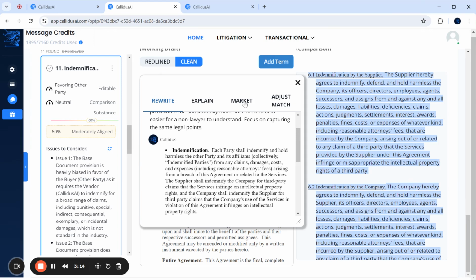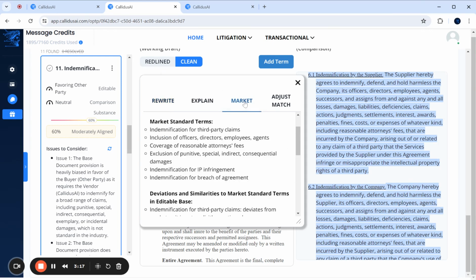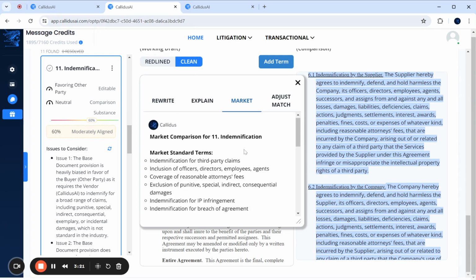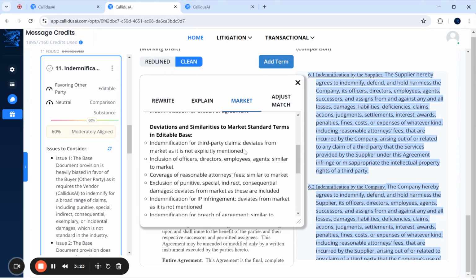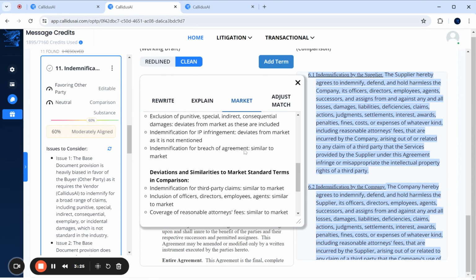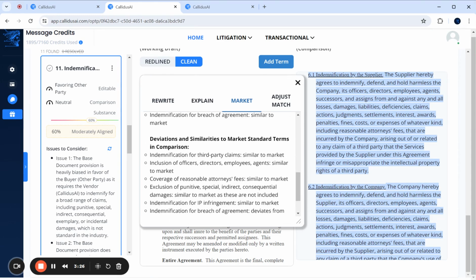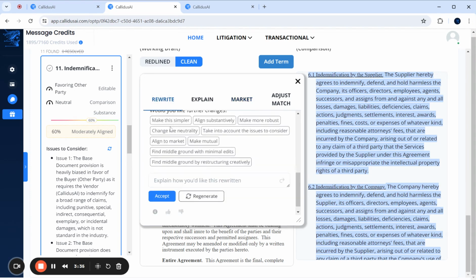There's additional value add built into the tool. You can see what the market standard terms are for this provision, as well as how your and the other party's contract differs from market. This allows for much faster conversation because you get that immediate grounding of what the market provision is for this kind of contract. We come back to rewrite.